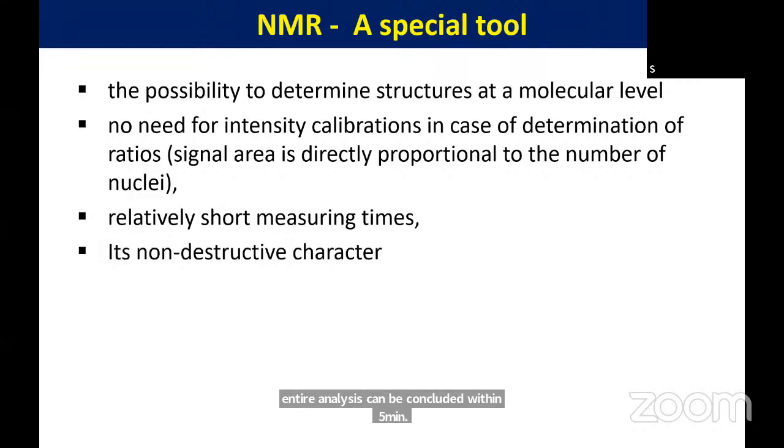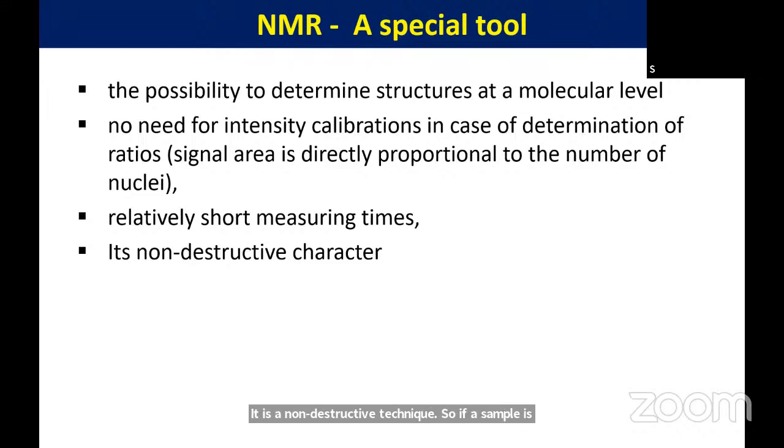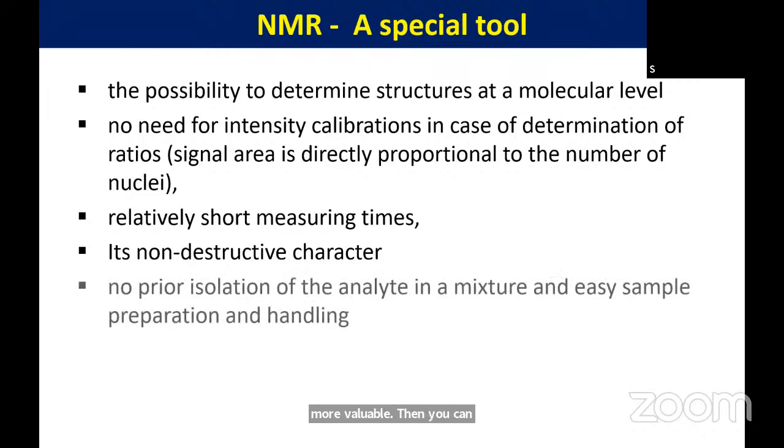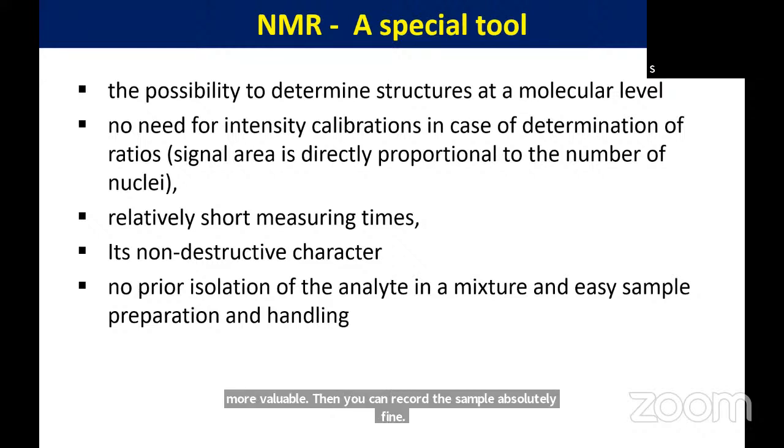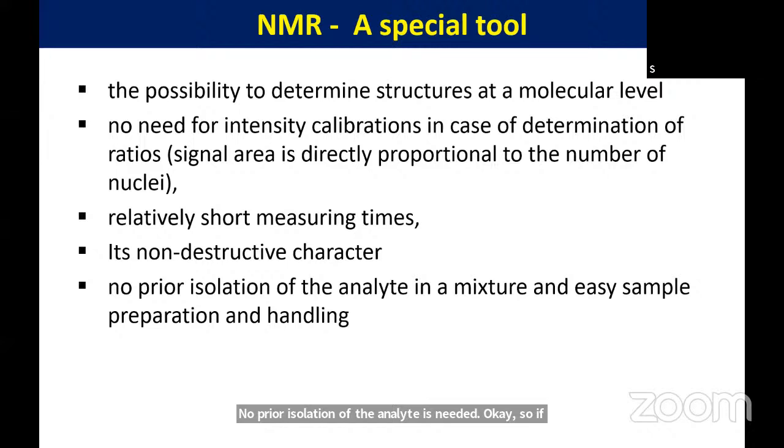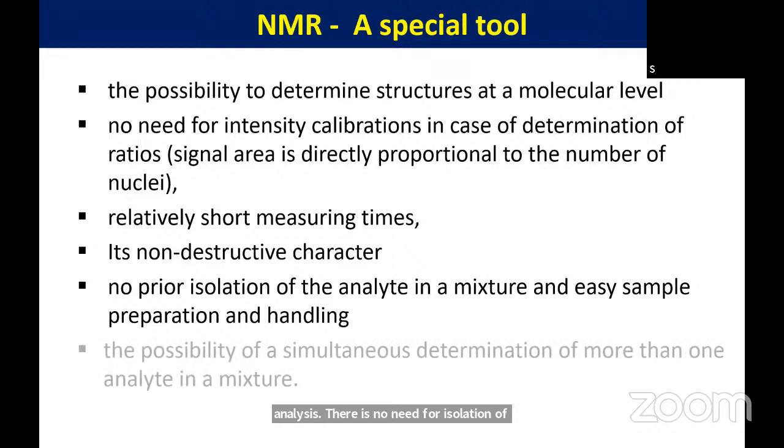So if a sample is more valuable, then you can recover the sample, absolutely fine. No prior isolation of the analyte is needed. Okay, so if an extract is given, if a serum sample is given to you, or a urine sample, or a juice sample, imagine the complexity of the chemistry involved in those samples. They can be directly taken into the NMR tube, add the necessary deuterated solvent, and go ahead with your analysis. There is no need for isolation of the sample.